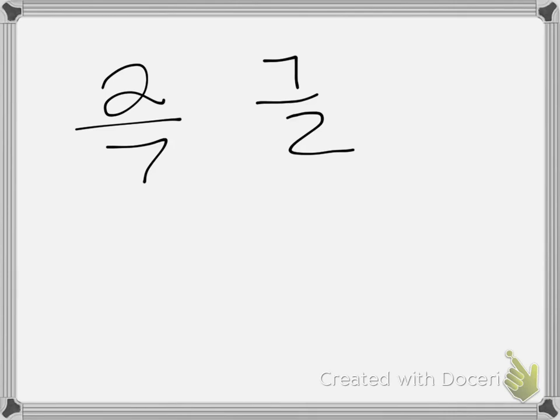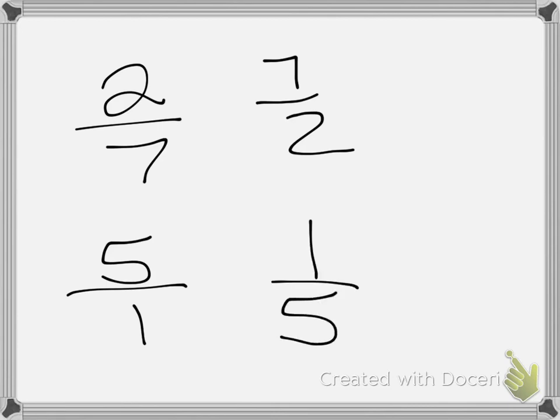Now what if we have a whole number like 5? Well, every whole number, you can make it into a fraction by just putting it over 1. And then you can flip it, take its reciprocal, and its reciprocal is 1/5. So even with a whole number, you can take the reciprocal.